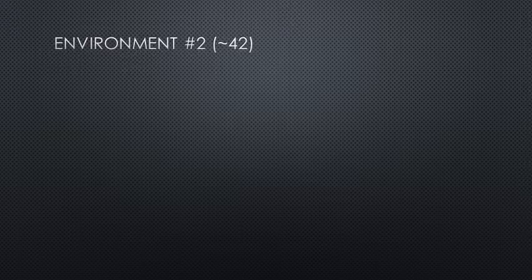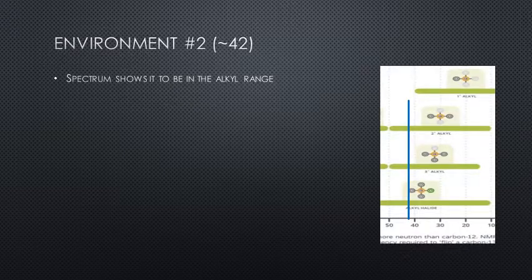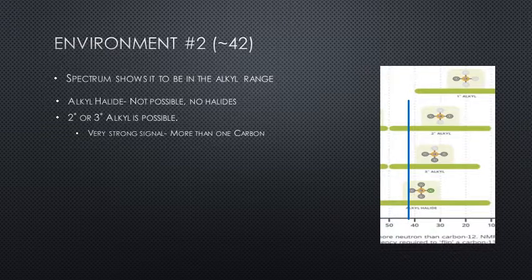Now in environment 2, which happened at a much lower chemical shift of about 42 parts per million, you'll see that this spectrum shows it to be in our alkyl range. Now this is primary, tertiary, and secondary, as well as our alkyl halides. Obviously it can't be an alkyl halide because our formula doesn't contain any halides, but it's still likely that it's a primary or tertiary alkyl. You'll notice that this signal is much stronger than the first one, and so it's quite likely that we have more than 1 carbon in this particular environment.